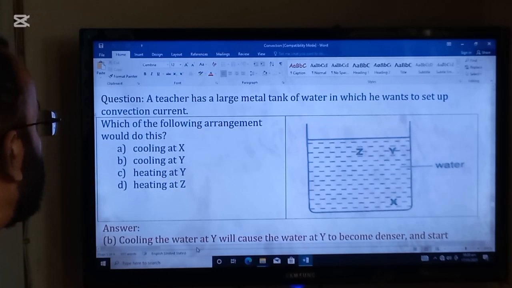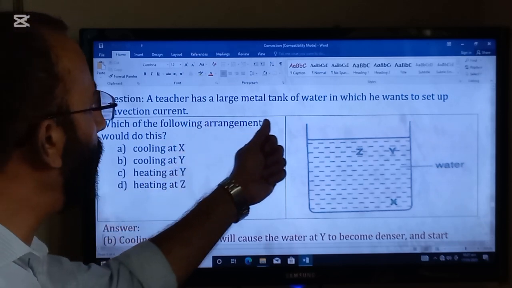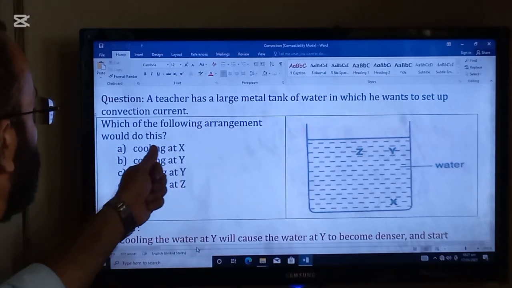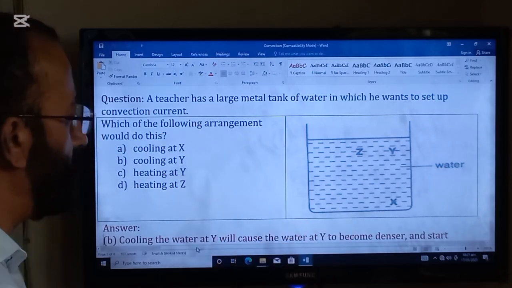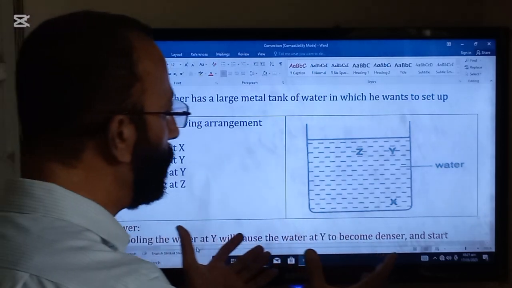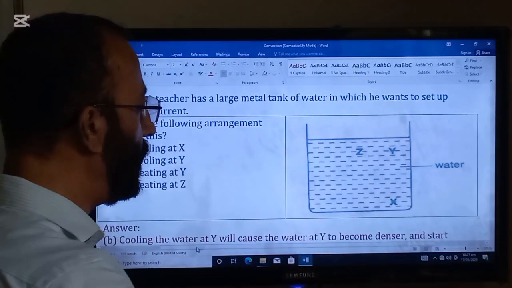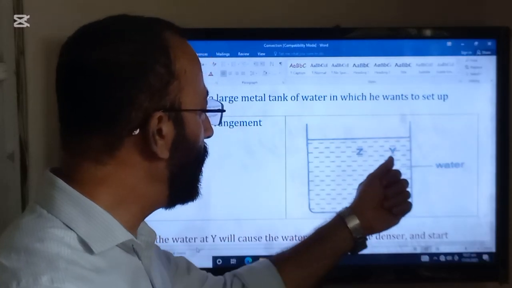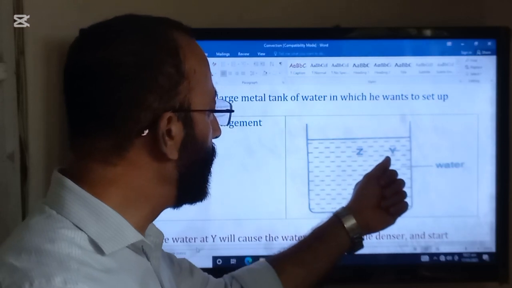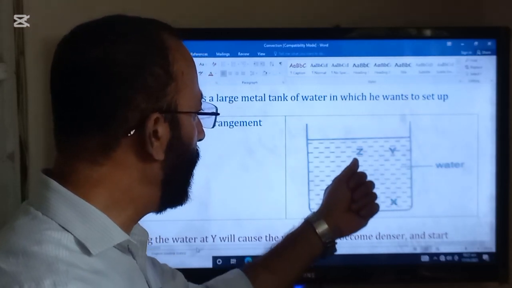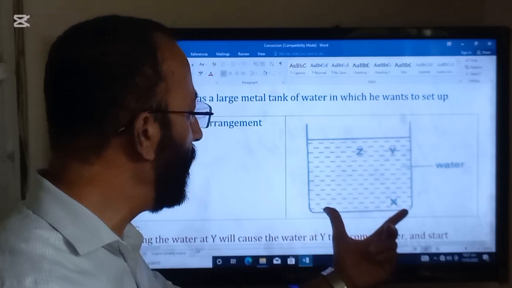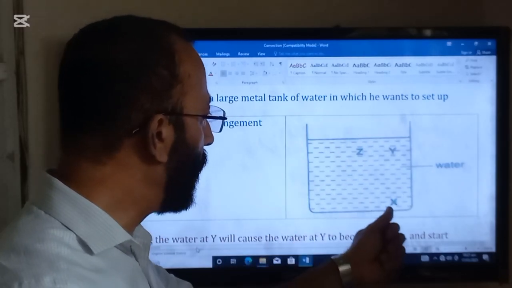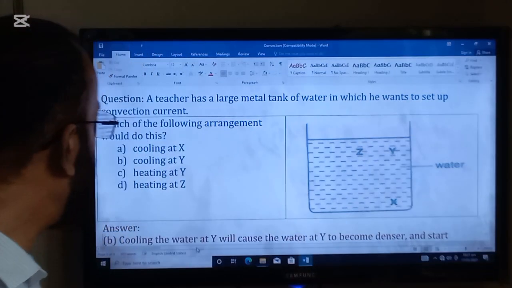And the other question is here. A teacher has a large metal tank of water in which he wants to set up a convection current. Which of the following arrangements would do this? So here are some points. If we want convection current to take place inside the tank, we have to cool point Z or Y so that the density of the water is more, so it can sink, and the lighter, less dense water moves up. This is one process, cool Y or Z or heat up Y. So these can be the answer.